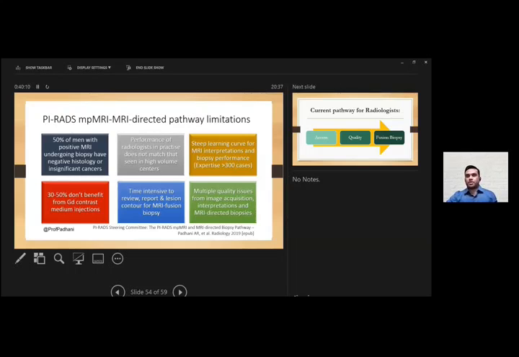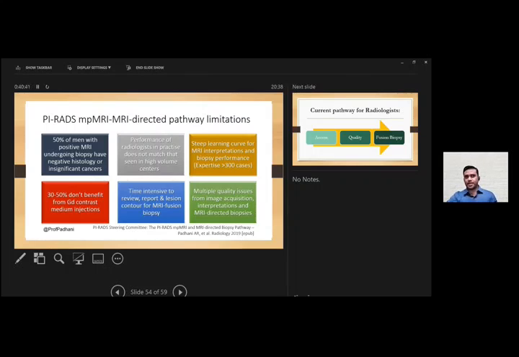Reporting PIRADS or multiparametric MRI of the prostate is a steep learning curve, and you are considered to be an expert if you have reported at least over 300 cases. The expertise level is advanced only if you have reported more than 1,000 cases. And I'm not very sure how many people in our group or in Kerala would have reported more than 1,000 prostate MR, probably in cancer centers.